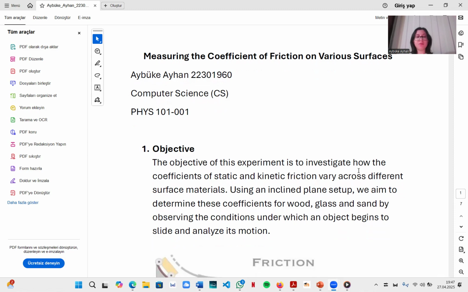The main objective of this project was to determine both the static friction coefficient and the kinetic friction coefficient for different surfaces, including wood, glass, and sand, using an inclined plane setup.